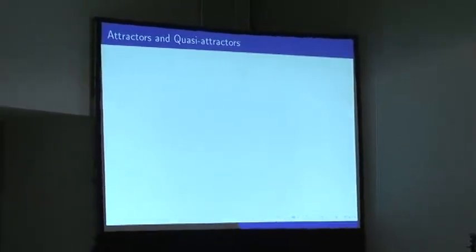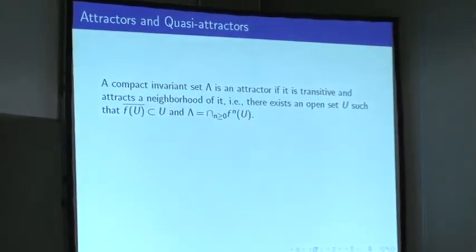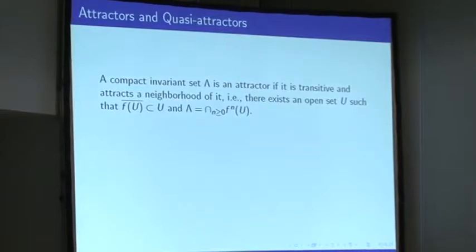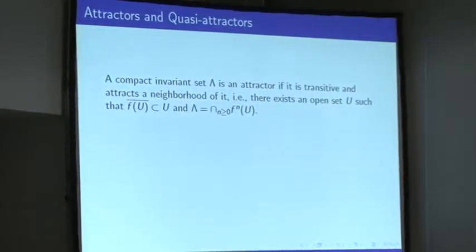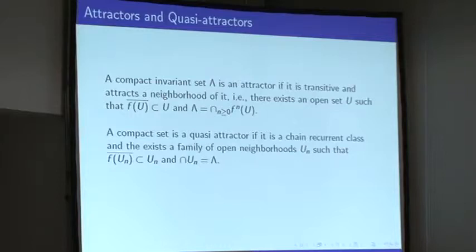So what about attractors and quasi-attractors? Let me define that a compact set Lambda is an attractor if it is transitive, so it has a dense orbit, and it attracts a neighborhood of it: an open set U so that when we map it and take the closure, it is contained in U, and any point in U will converge by forward iteration to Lambda. A quasi-attractor is a set which is a chain recurrent class, and there is a family of open neighborhoods U_n, a sequence of attracting neighborhoods of Lambda.